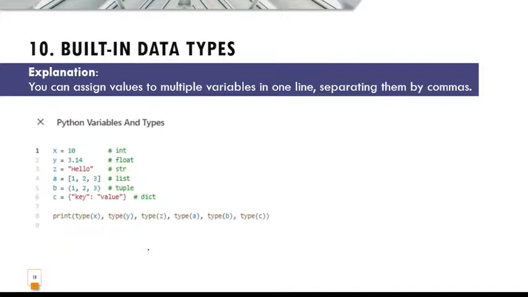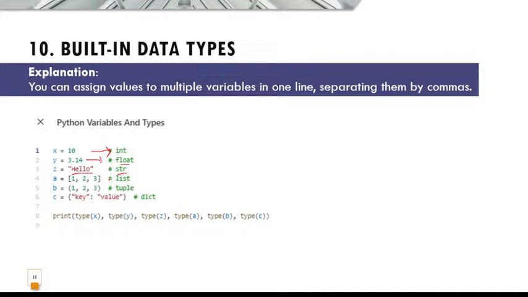Built-in data types. Python variables and types. x is equal to 10, y is equal to 3.14. So 10 is an integer, pretty much the same as in mathematics. And y is 3.14, which has a decimal point. We call it a float, floating numbers. And something written inside quotes is called a string.